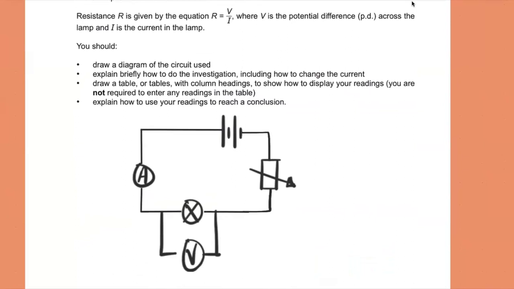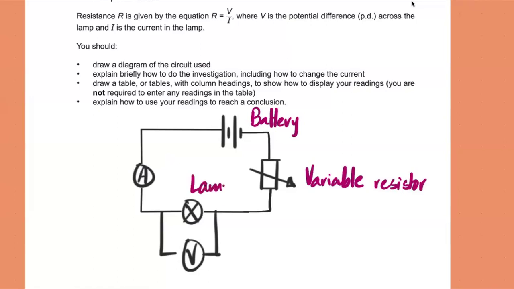So this is where the recording messed up. I was somewhere here. This is how the circuit diagram is supposed to look. Again, label everything. This is your battery. This right here is your variable resistor. This is your lamp. The voltmeter is connected as it should be, in parallel. And this is your ammeter.